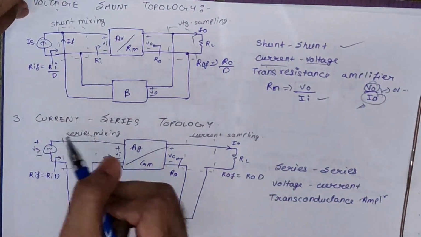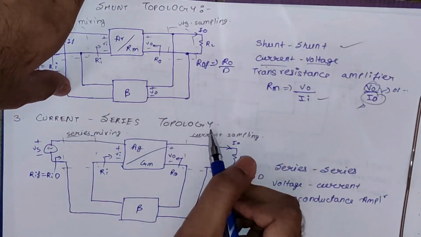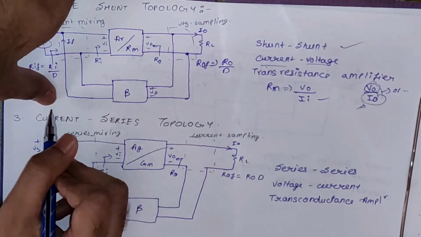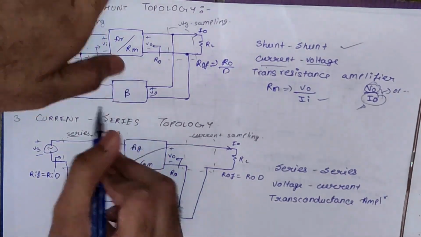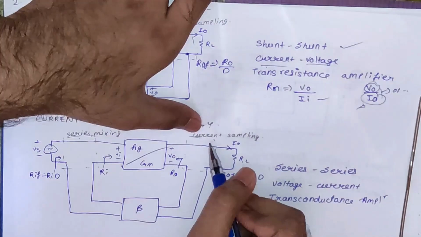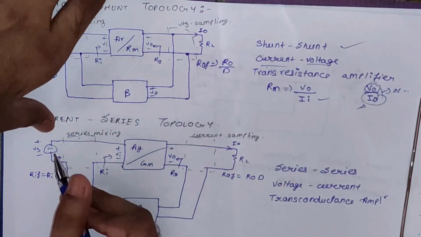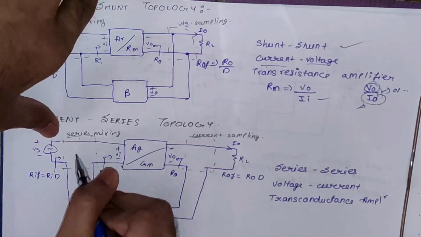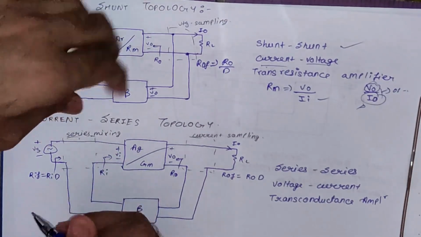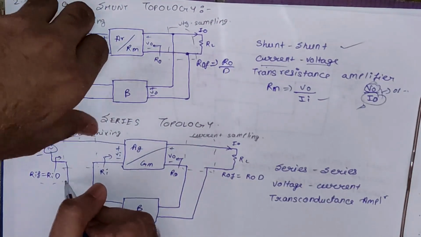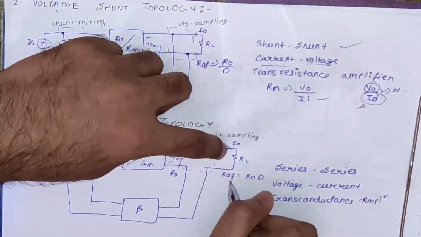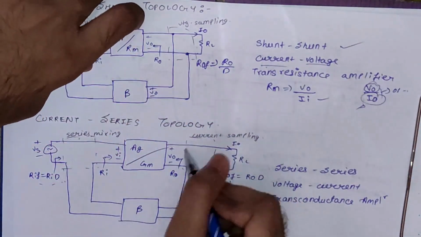Now let's see the third one, the current-series topology. Current means we have series sampling, and we have series mixing, right? Series mixing and current sampling. So this is what this format says. Let's see the effect on resistance. Here we have a series, so the resistance is going to increase, so RIF will be RI times D, and ROF will be equal to RO times D. Why? Because we have a series here.